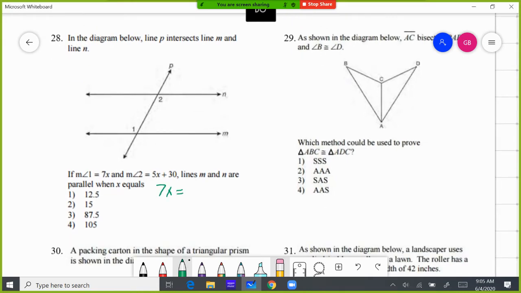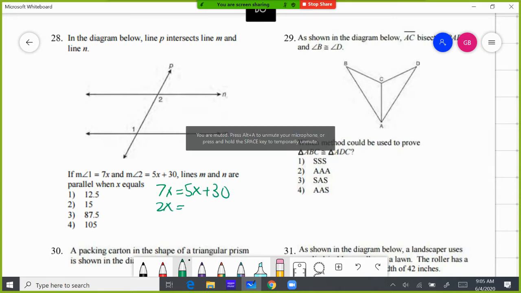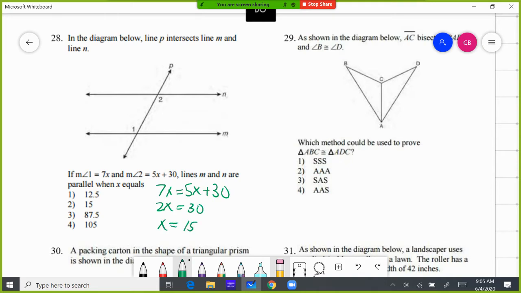So 7x is equal to 5x plus 30. All right, good job. Number 29.